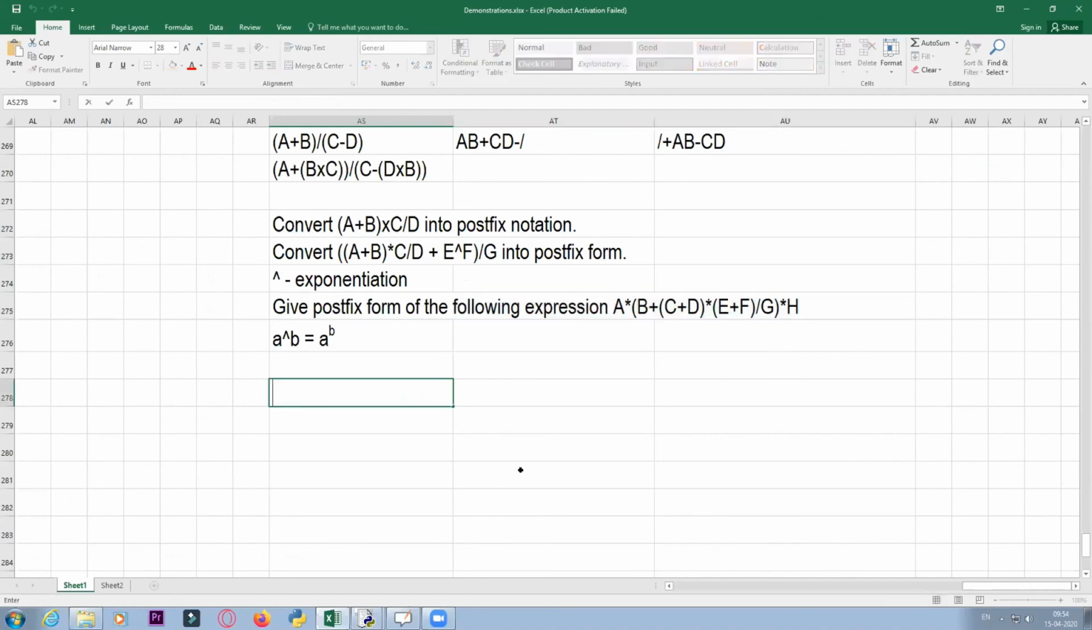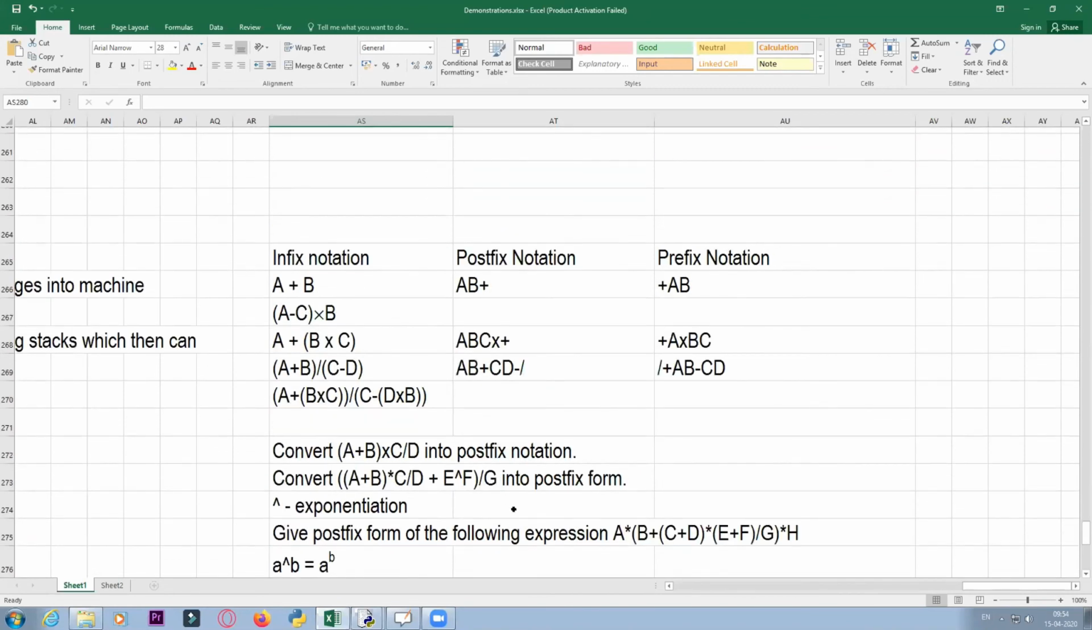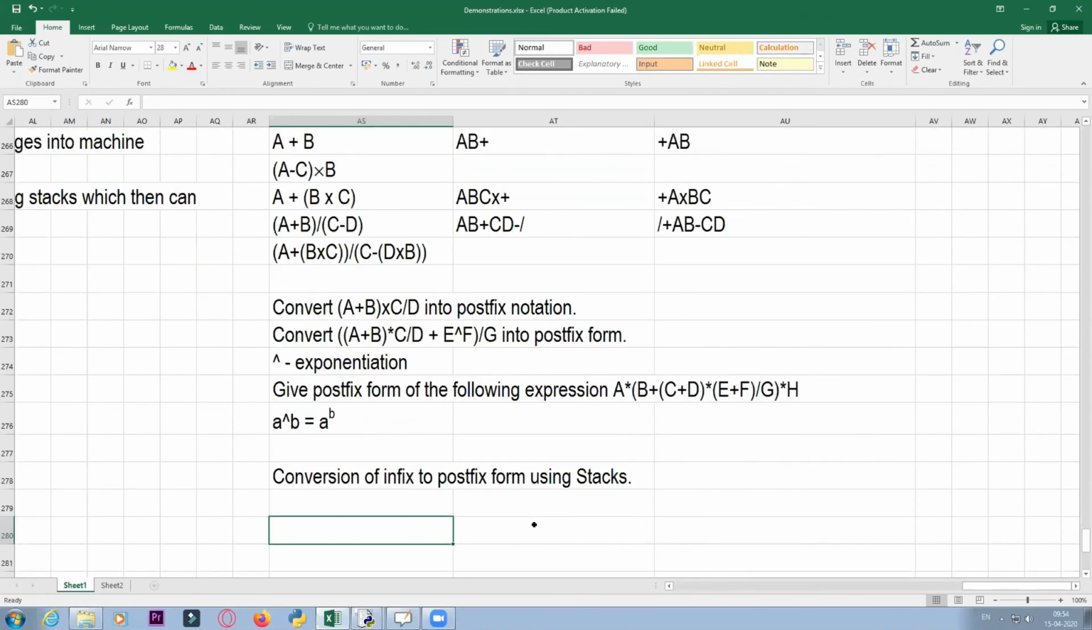Now what we are going to do is the same thing, that is conversion of infix to postfix form using stacks. Now this is going to be our next topic. This topic we will be taking tomorrow, because it's a lengthy topic. We need 1 hour time to do it. So today I hope this much is clear to everybody. Conversion of infix expression to postfix and prefix.